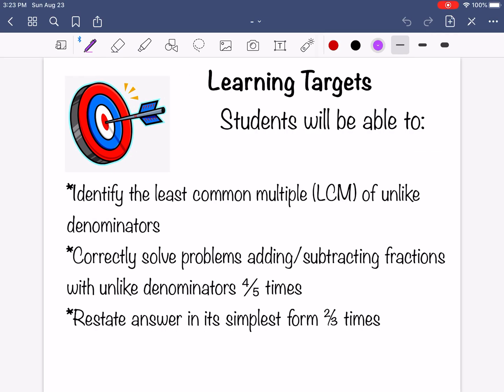First of all, a reminder of our learning targets. So we will be identifying the least common multiple of unlike denominators, correctly solving problems adding and subtracting fractions with unlike denominators, and hopefully you'll be able to get that 4 out of 5 times. And then also, on top of that, making sure that you're having the answer in its simplest form, 2 out of 3 times.